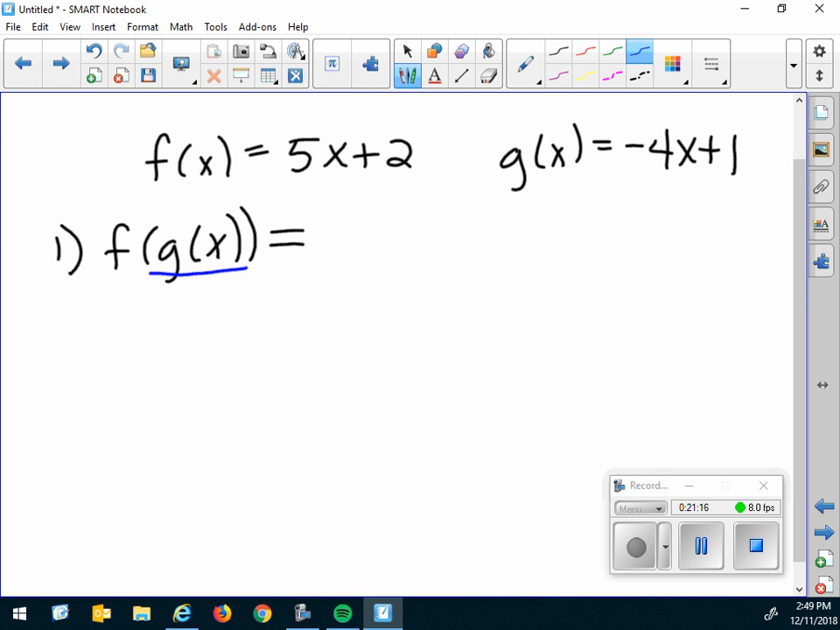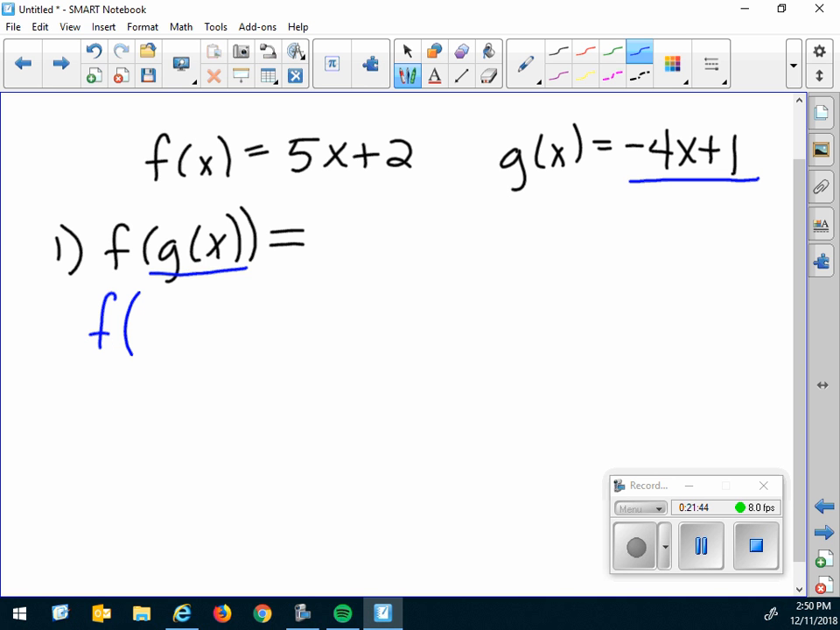Now, which machine do you do first? Do you do the machine F first or do you do the machine G first? Because G is inside. It's the first one that happens. Well, what is G of x? Look here. That's what G of x is, isn't it? So, since G of x is this.